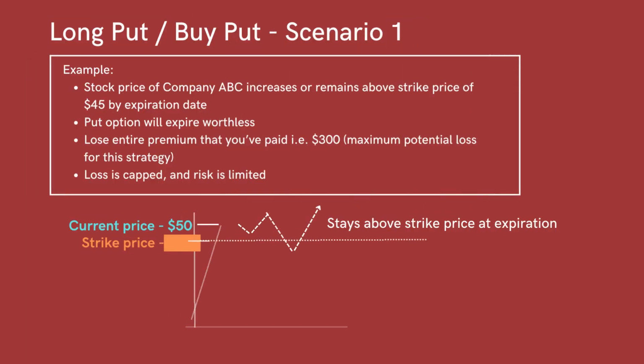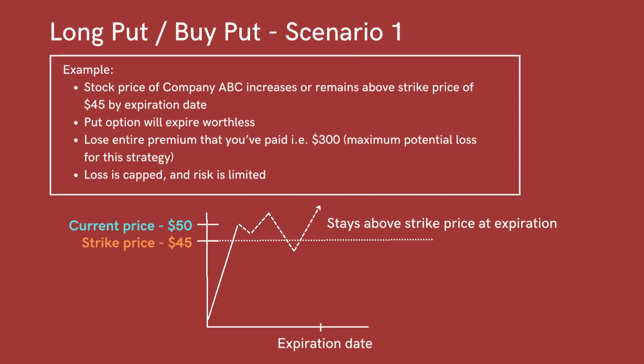First up, scenario 1. If the stock price of company ABC increases or remains above your strike price of $45 by the expiration date, your put option will expire worthless. You will then lose the entire premium that you have paid. In other words, $300, which is the maximum potential loss in this strategy. Therefore, the loss for this strategy is capped and the risk is limited.